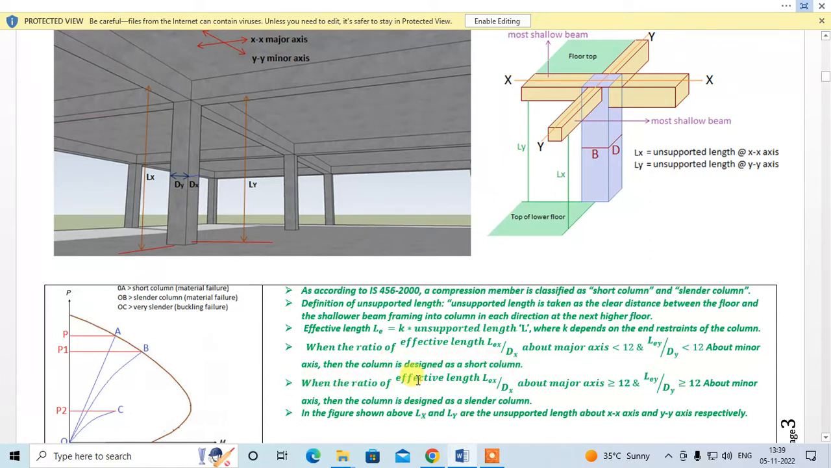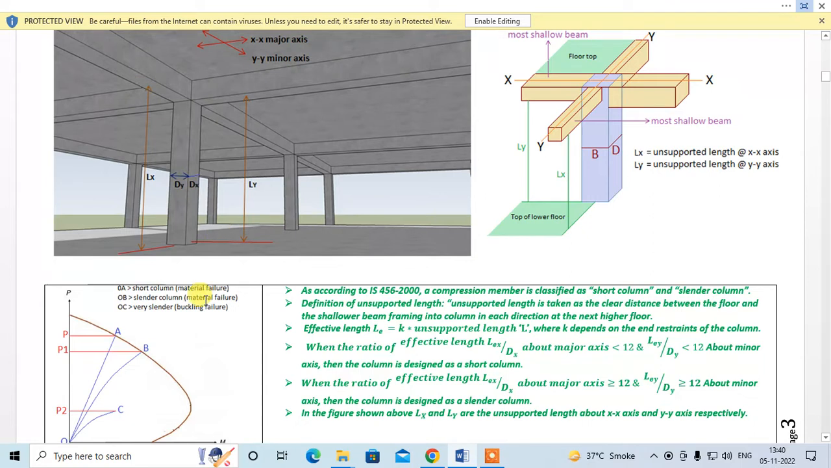When the ratio of effective length Lex by Dx about major axis is greater than or equal to 12, and Ley by Dy is greater than or equal to 12 about minor axis, then the column is designed as a slender column. In the figure shown above, Lx and Ly are the unsupported lengths about x and y-axis. In this figure, you can see the beam depth is the same. When we consider this column, this is your Lx and this is your Ly. This is from the floor, that is the bare floor of the slab, and this is from the RCC face of the column, the bottom face of the beam.